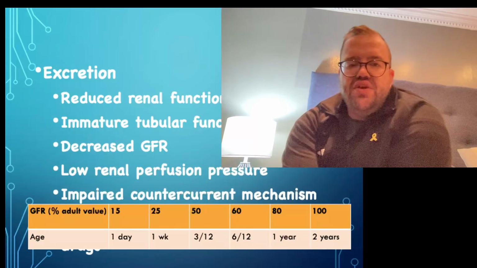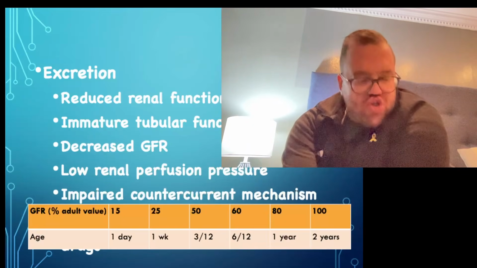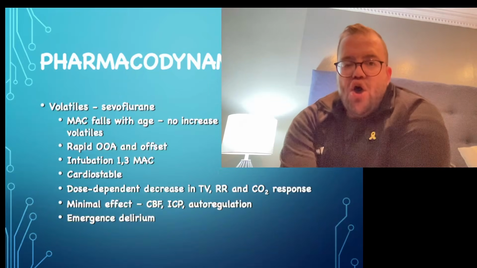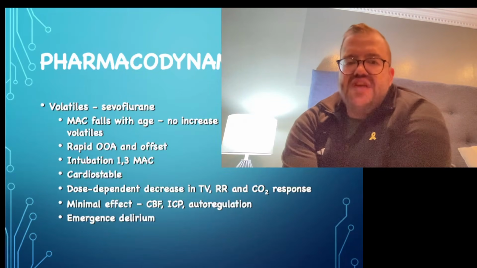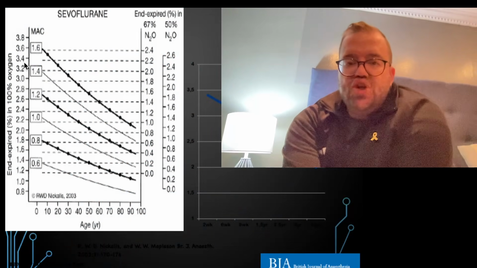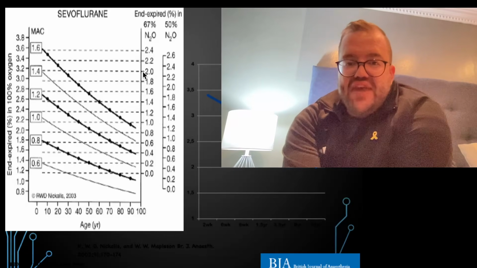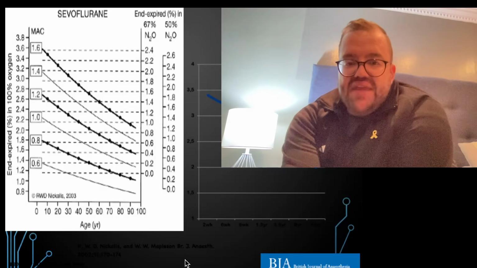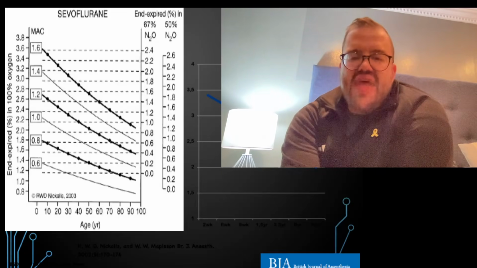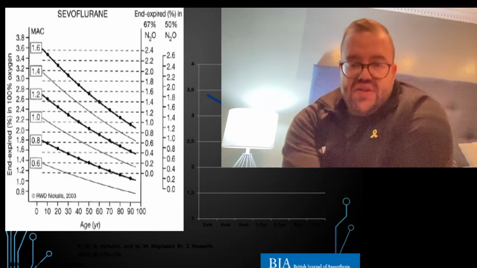And then excretion, reduced renal function, immature tubular function, decreased GFR. Pharmacodynamically, as we've said with volatiles, the MAC falls with age. So if you look at this graph over here, MAC is highest in the youngest, okay? And that's because of that high cardiac output that I told you about.